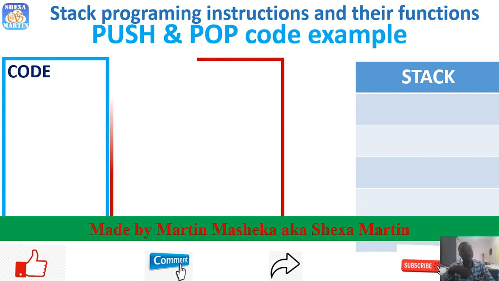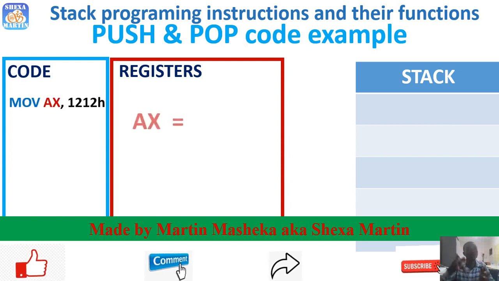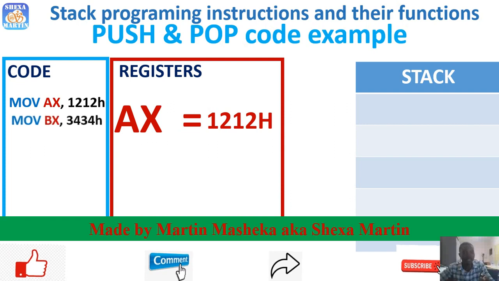So what happens is we start by giving a value to AX. We say, for example, move AX 1212, meaning 1212 is moved into AX. And then the value in AX shall be 1212. Right, like this. And then we say move BX 3434H, and then BX is now 3434. So we want AX to have 3434 and BX to have 1212.